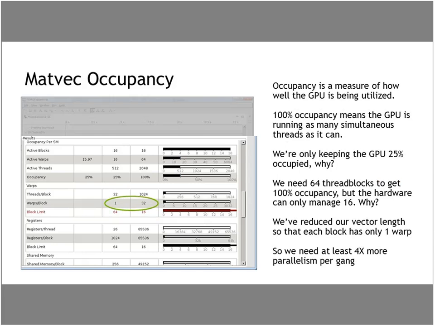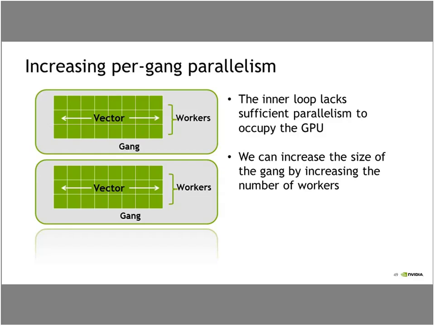We need at least 4 times as much parallelism as is available on that loop. This is where worker parallelism comes in. When you have these small innermost loops that just don't have enough parallelism to saturate the GPU, in those cases we need to increase the size of our gangs by taking parallelism from another loop in the form of workers. And that's what we'll do here.